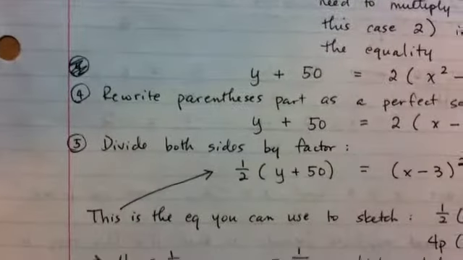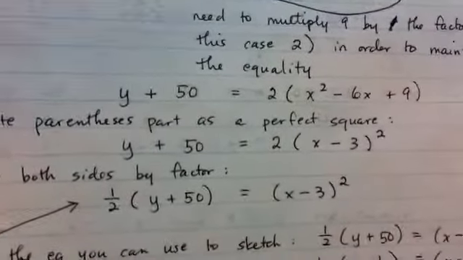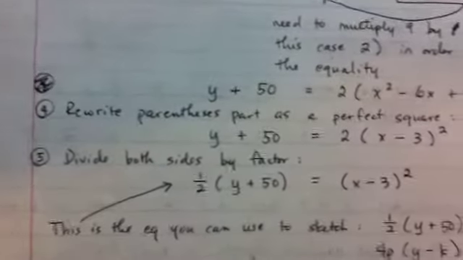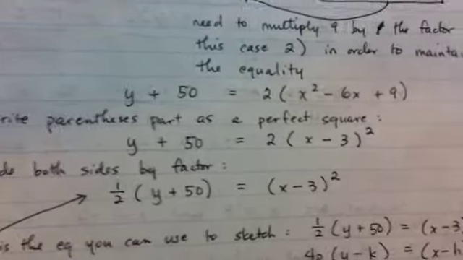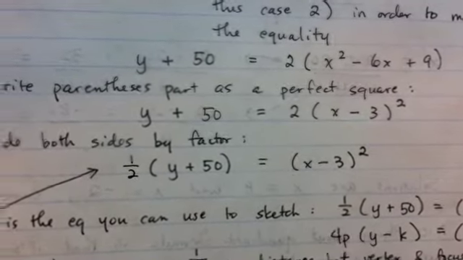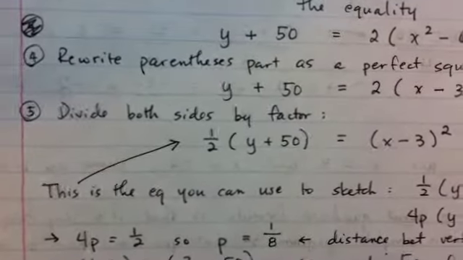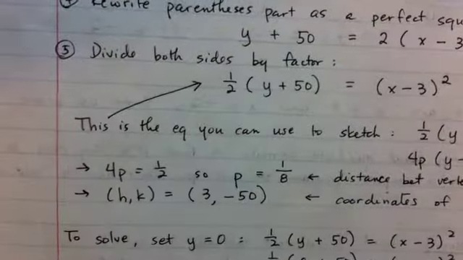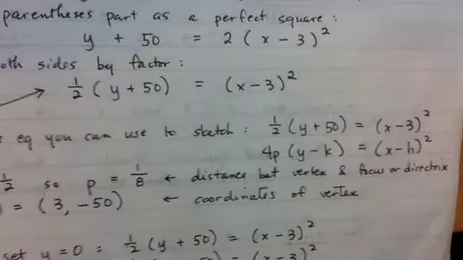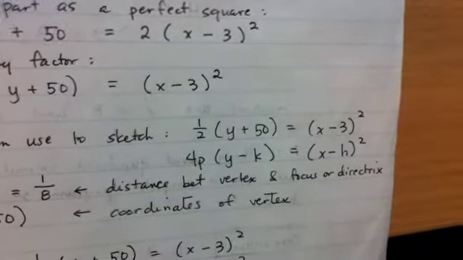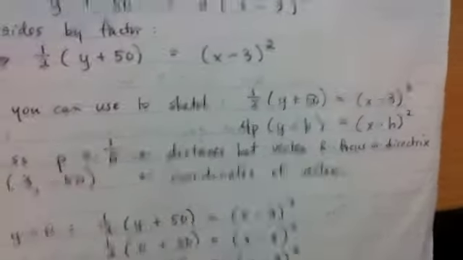Next, we rewrite the parentheses as a perfect square: y plus 50 equals 2 times (x minus 3) squared. Now we're going to divide both sides by the factor, which is 1/2 because it was 2. You'll end up with that. This is the equation you can use to sketch the graph. You have it in standard form right there, actually. But we're going to continue on past this.